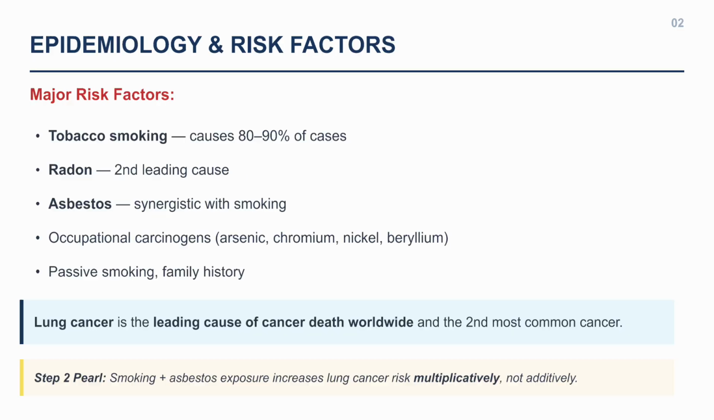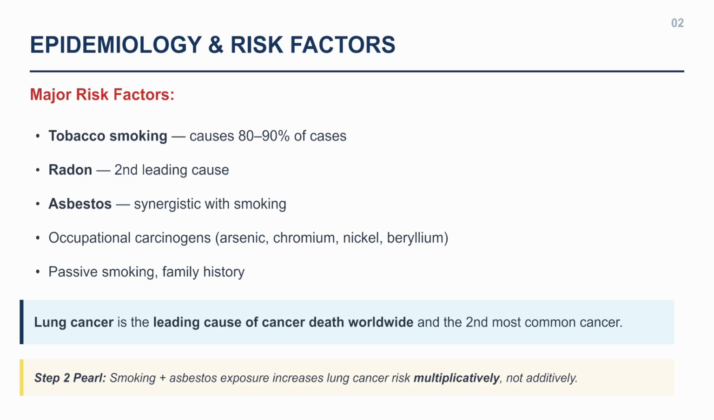Let's get started. Lung cancer is the leading cause of cancer death worldwide and the second most common cancer overall. The major risk factors are: first, tobacco smoking, which causes 80 to 90% of all lung cancers. Second, radon exposure, which is the second leading cause and comes from soil and basements. Third, asbestos, which is synergistic with smoking. Fourth, occupational carcinogens including arsenic, chromium, nickel, and beryllium. And finally, passive smoking and a family history.